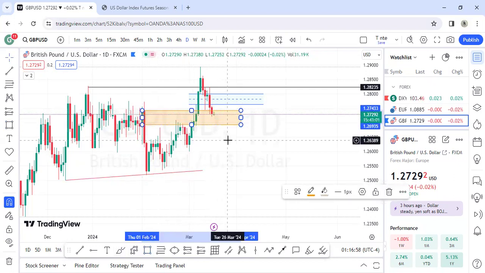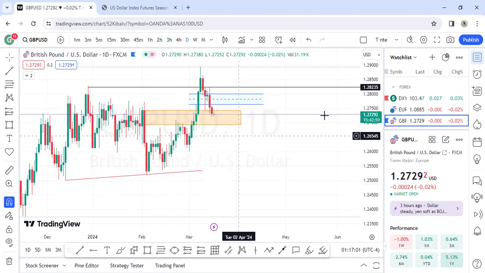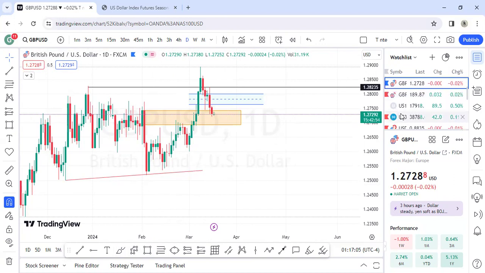But for me personally, I really trust EU more than GU. So I'll be staying away from GU for today. And I just want to see what price is going to do.